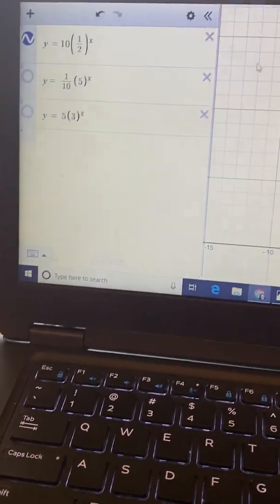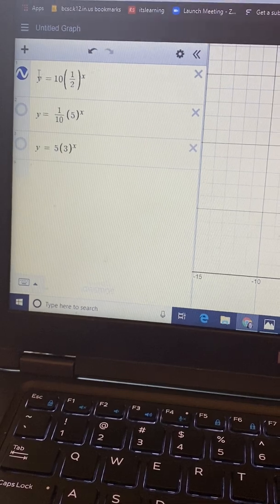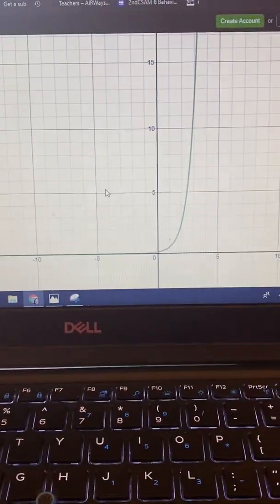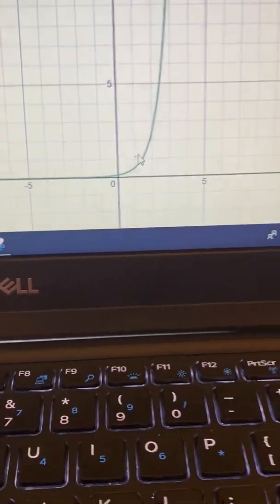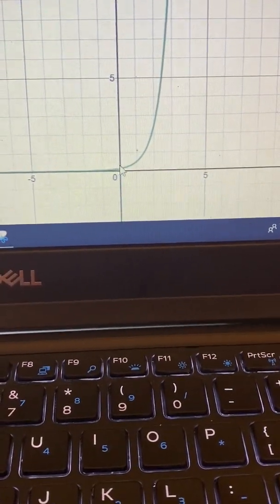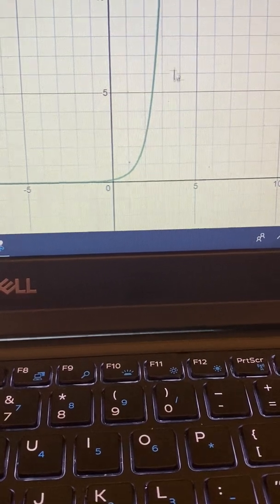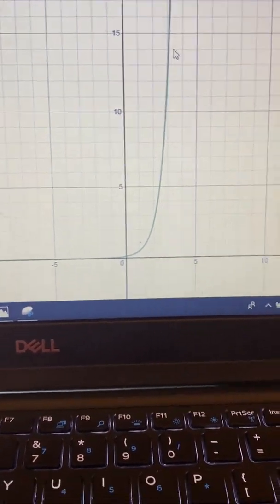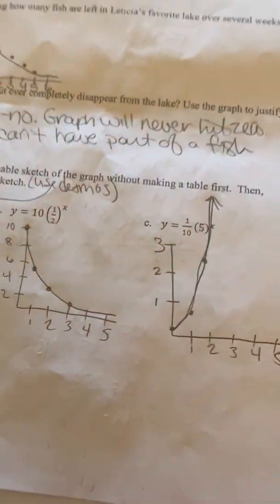And then the last one is that. So it's starting at 1/10, so way, way down there, itty bitty little start, 1/10, and then it's going up. And so those really look just like our 3 graphs there.